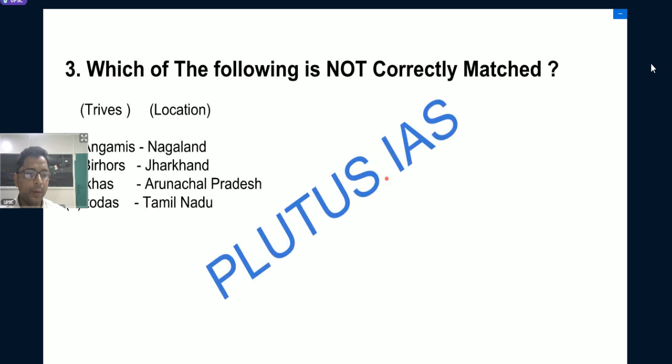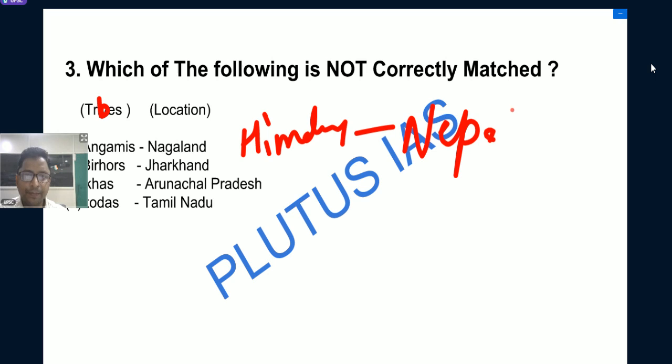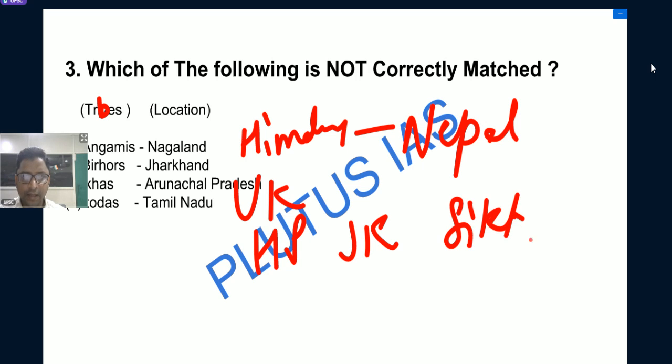Okay, then next, question number 3. Which of the following is not correctly matched? Some tribes are given with their locations. Anjamis are in Nagaland, Birhors are in Jharkhand, Khas are in Arunachal Pradesh, and Todas in Tamil Nadu. So in this, Khas is the answer, as the Khas tribe is a Himalayan tribe. Basically these tribes are present in Nepal, and apart from Nepal they are also present in Uttarakhand, Himachal Pradesh, Jammu and Kashmir, and Sikkim. So in this question, C is the answer, Khas.